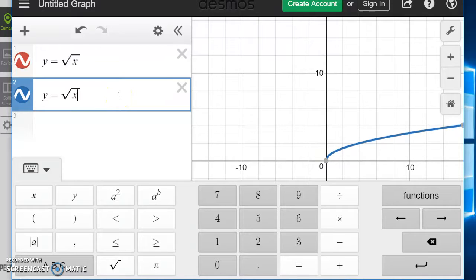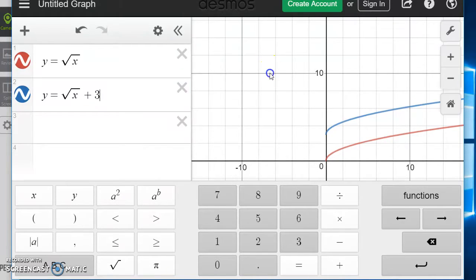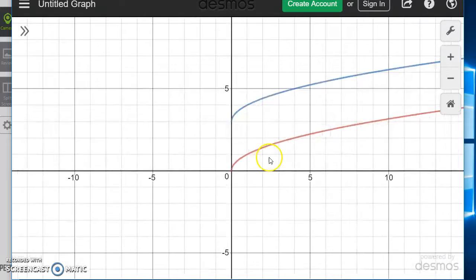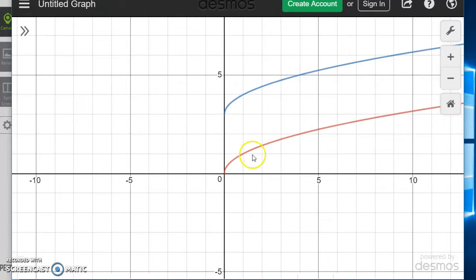Square root of x, and I said plus 3 on the outside. When we look at what happened here, this time the graph stays the same shape again, but it looks like this time we're moving up 1, 2, 3.